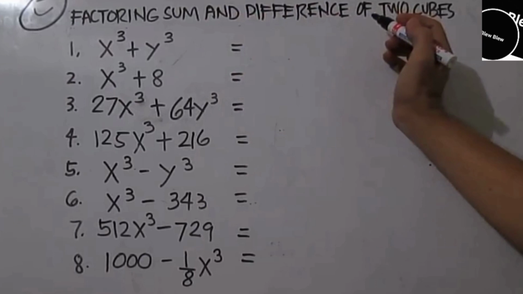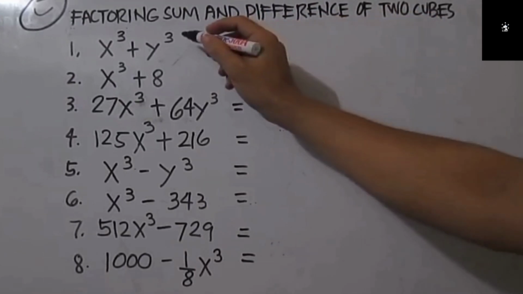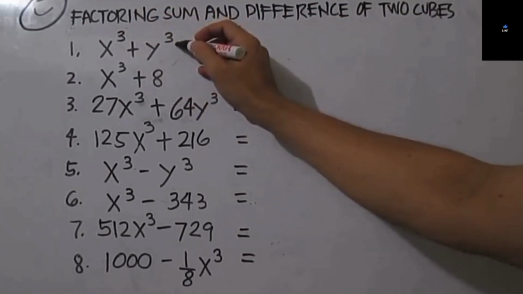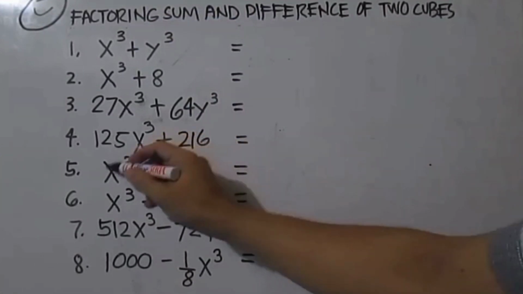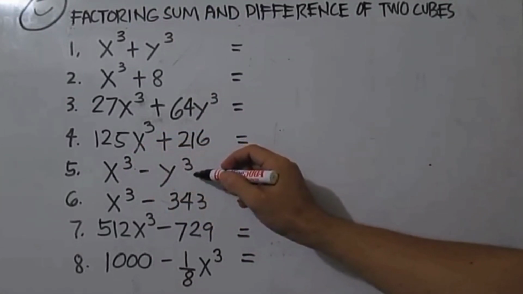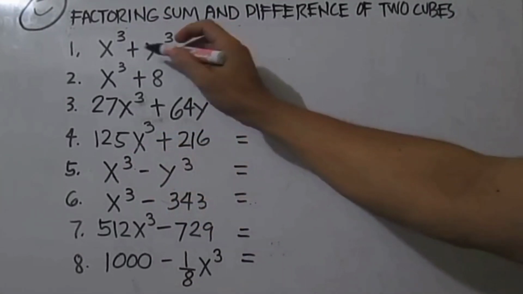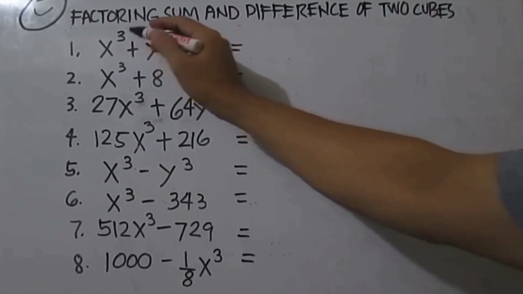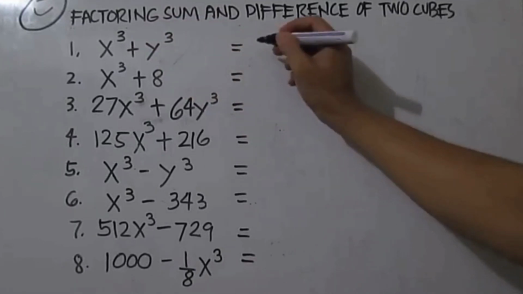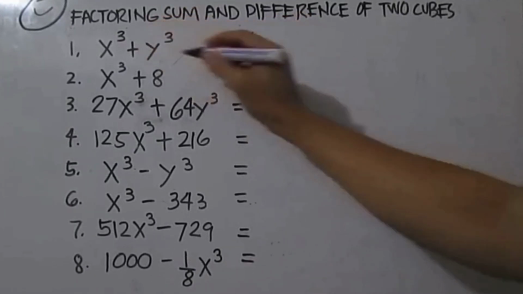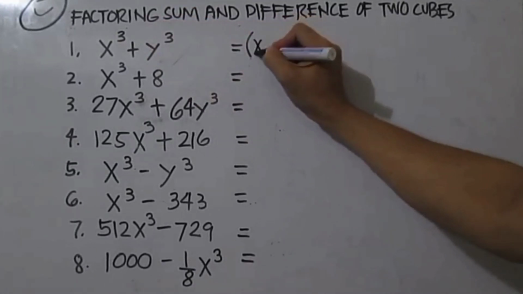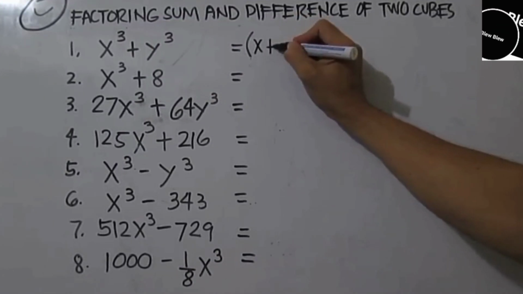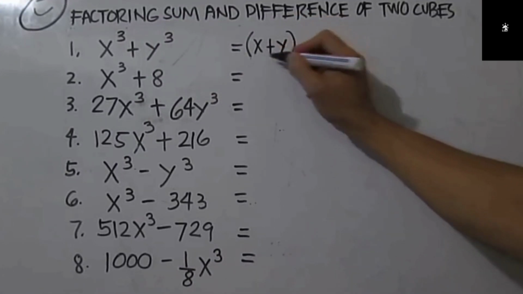Hi everyone, today we are going to discuss factoring the sum and difference of two cubes. For the sum and difference of two cubes, we only have two terms, and each of the terms is a perfect cube. So for item number 1, x cubed plus y cubed, you get the cube root of x cubed, the first term, that's x, and the operation plus, then the cube root of y cubed, that's y.